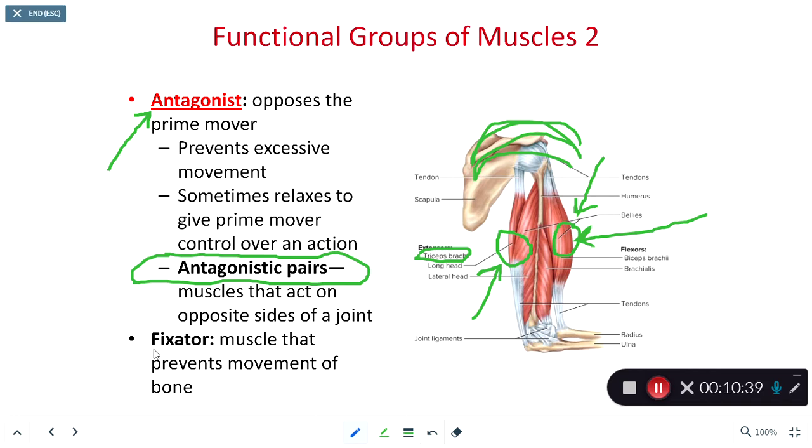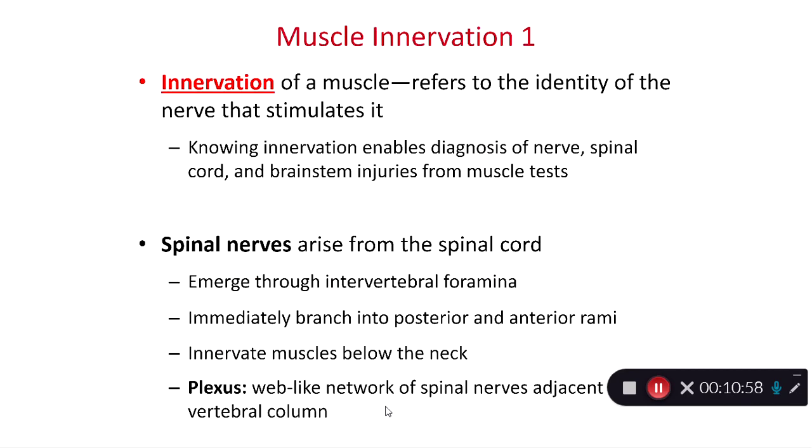As we look at fixators, I want you to think of a fixator as a muscle that prevents movement of the bone. So these fixator muscles are going to be muscles that are traditionally associated with only stabilizing our joints, as opposed to causing major movements across the joints.